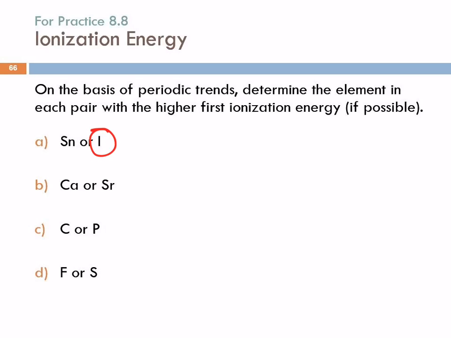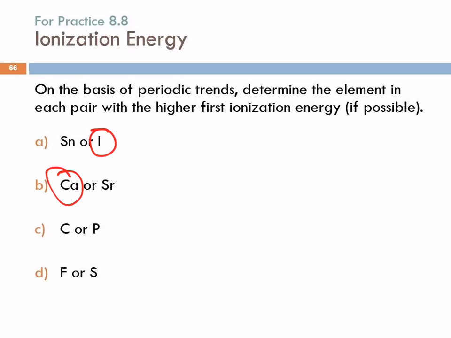Calcium or strontium? Calcium and strontium are the same group, right? Strontium is larger than calcium because the valence electrons for strontium are in n equals 5. Calcium's n equals 4. Electrons that are farther away are easier to remove. So which one has the higher ionization energy? Somebody say it. Calcium, thank you.